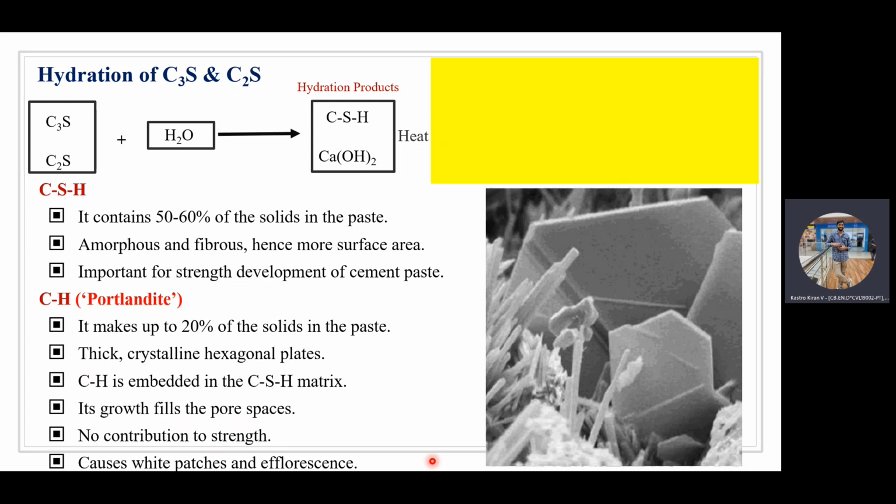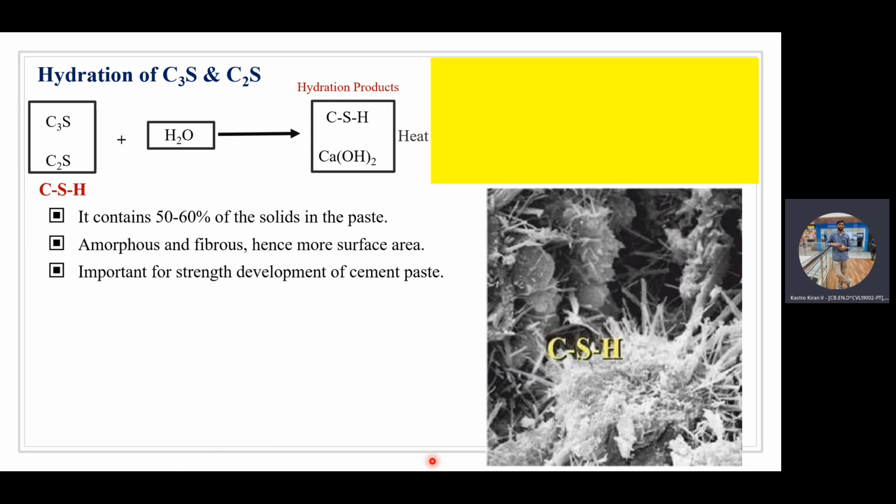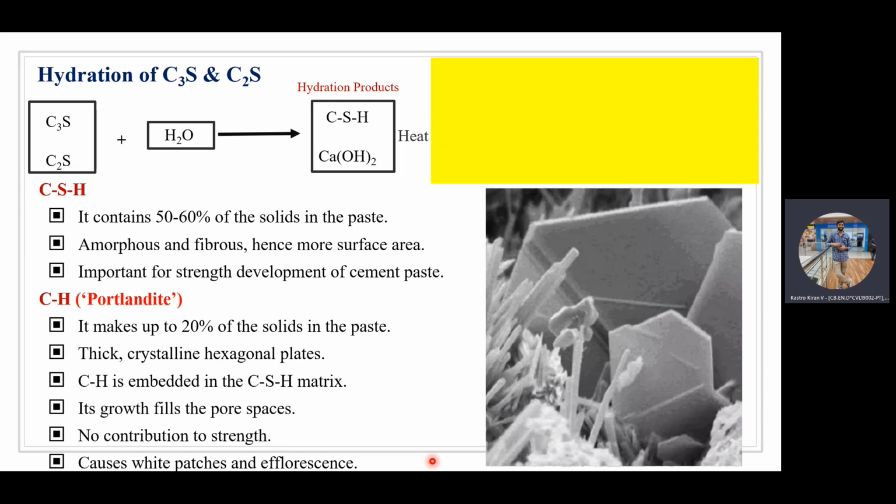CSH takes up to 50 to 60% of the composition. CH takes up to 20% of the composition. CSH will look like an amorphous material, like fiber content, and CH will look like hexagonal plates, crystalline hexagonal plates. CSH is responsible for the strength development, whereas CH does not play much role in the strength increase.